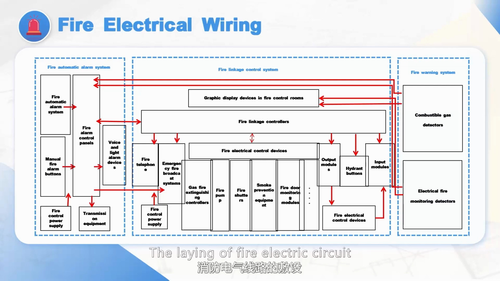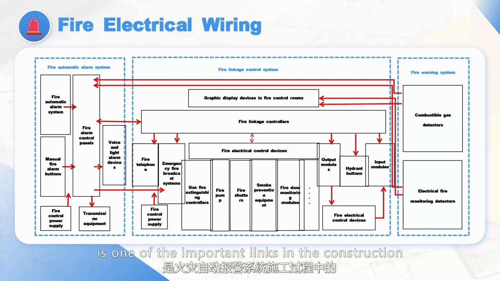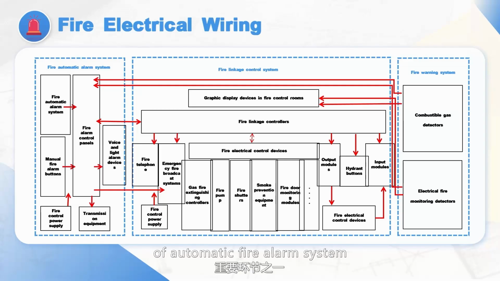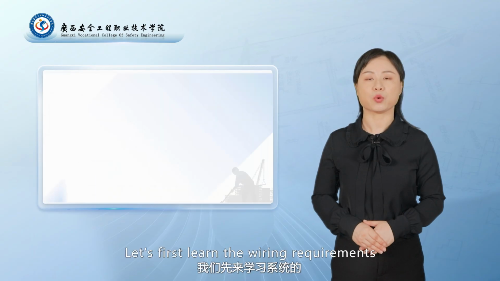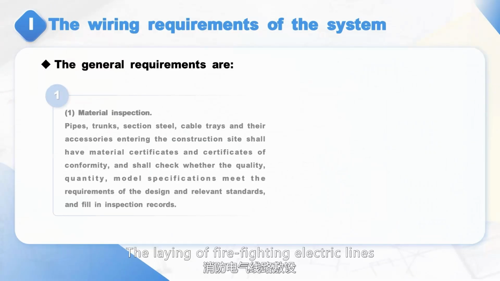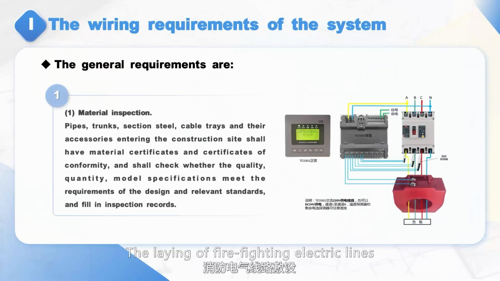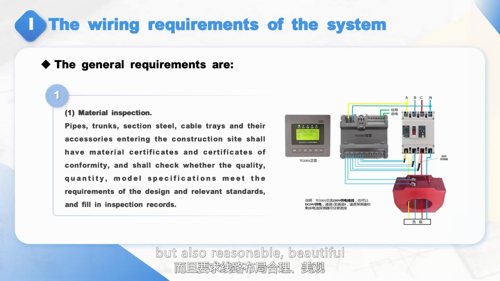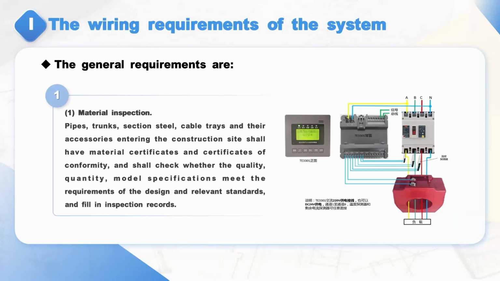The laying of fire electric circuit is one of the important links in the construction of automatic fire alarm system. Let's first learn the wiring requirements of the system. The laying of firefighting electric lines requires not only safety and reliability, but also reasonable, beautiful, neat, and firm layout of the lines. The general requirements are: 1.